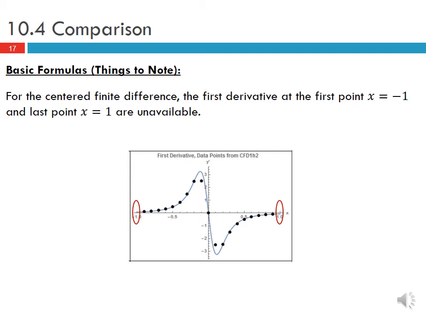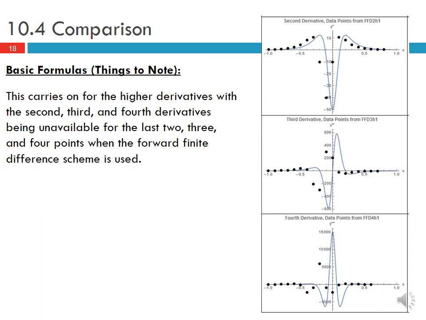So we can't calculate the derivative at both the first and last points. And this carries on for the higher derivatives, with the second, third, and fourth derivatives being unavailable for the last 2, 3, and 4 points, respectively, when the forward finite difference scheme is used. So you can see this is the second derivative. It's not available for the last 2 points. The third derivative, it's not available for the last 3 points. And the fourth derivative, it's not available for the last 4 points.